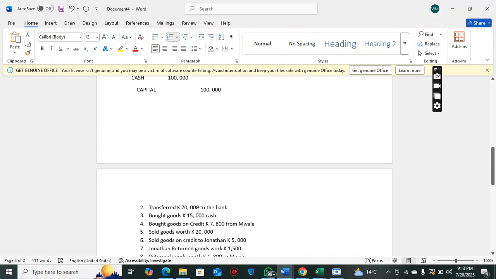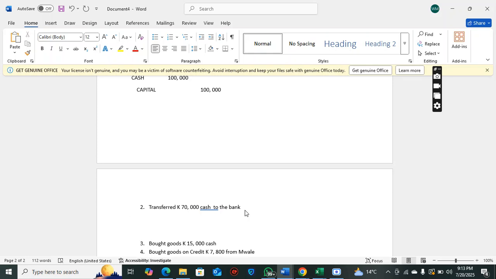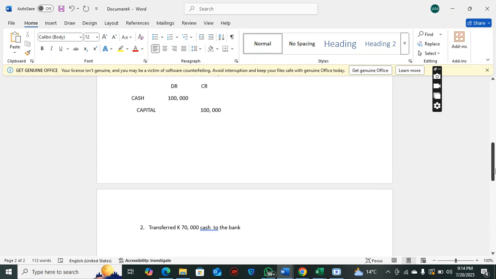Transferred 70,000 cash to the bank. Okay. So here, the transaction, we're transferring money from the cash account to the bank account. All right. So the two accounts involved, the cash account and the bank account. Both of these accounts are asset accounts. So we have to identify which one is increasing and which one is decreasing.